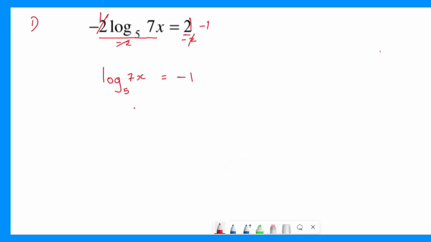Now, the next move is that we could take the base raised to -1, and it's going to equal the argument. So the base, which is 5, raised to -1 is equal to the argument, which is 7x. And that's what logarithm is about: what power can I raise this to give me this? Since it is -1, we set it up.